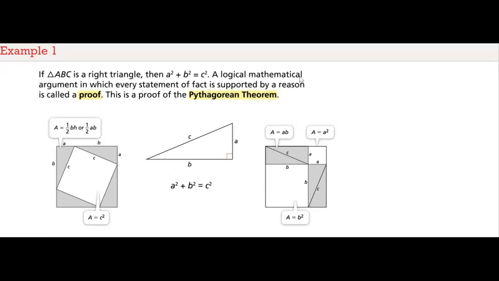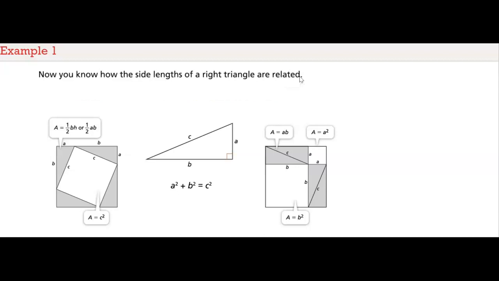We've shown that if triangle ABC is a right triangle, then A squared plus B squared is equal to C squared. A logical mathematical argument in which every statement of fact is supported by a reason is called a proof. What you just saw is one proof of the Pythagorean theorem. There are many other ways to prove this theorem. Now you know how the side lengths of a right triangle are related.